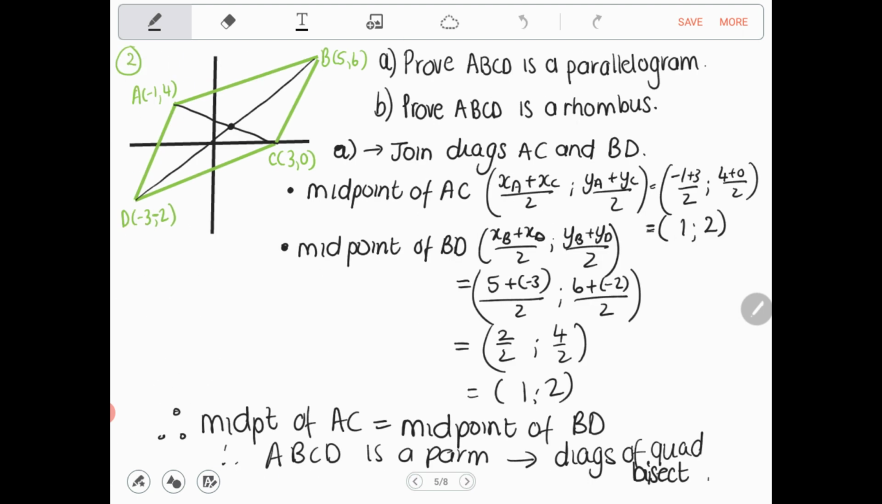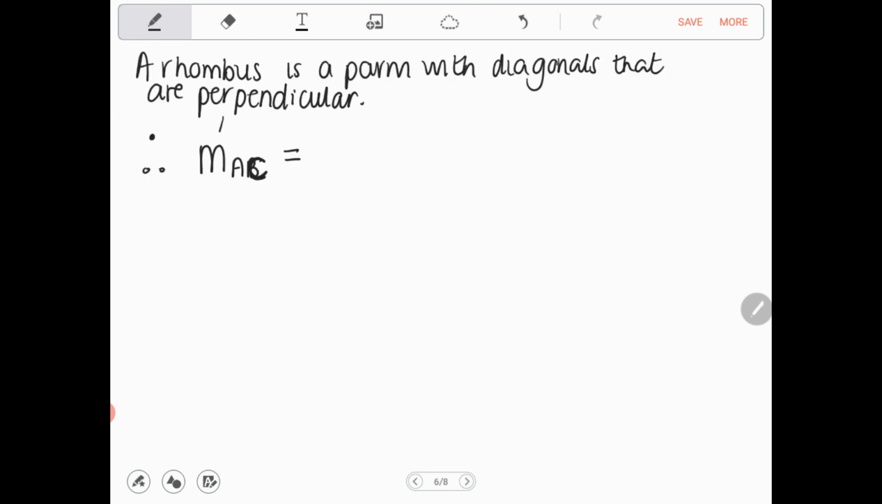Okay, so A, let's just write this down. A is (-1, 4), and C is (3, 0). All right, so the gradient of AC is the y at A minus the y at C over the x at A minus the x at C. So that gives me 4 over -4, which is -1.